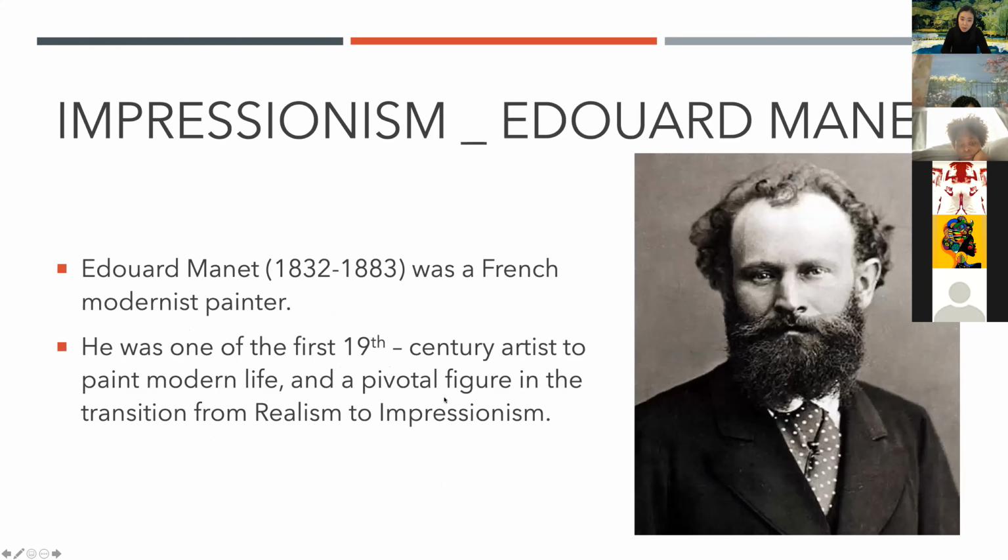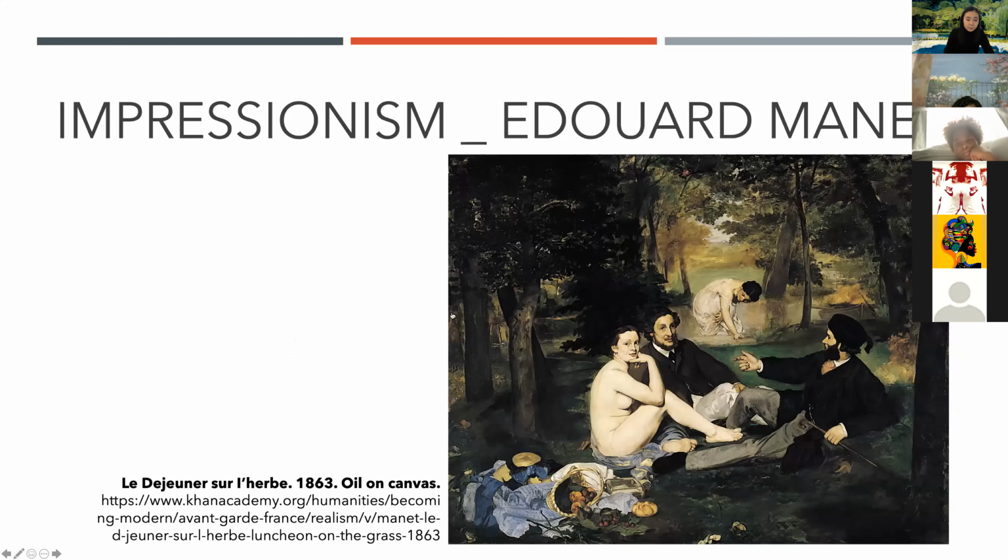So we're going to see three Impressionist artists, and this is the first Impressionist artist we are going to see today, Edouard Manet. He was a French modernist painter, and he was one of the first 19th century artists to paint modern life, and a pivotal figure in the transition from realism to Impressionism. So let's talk about this painting.